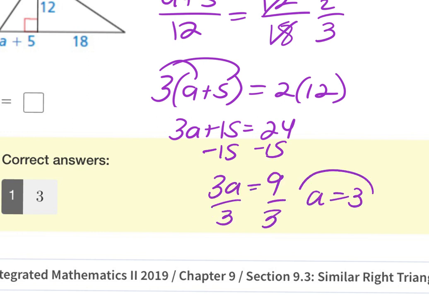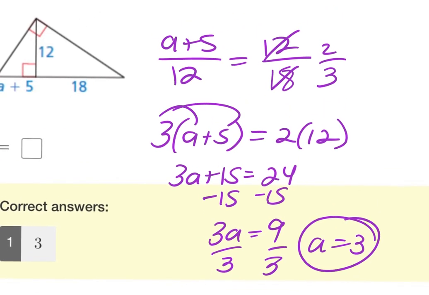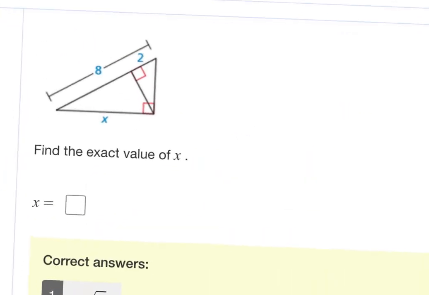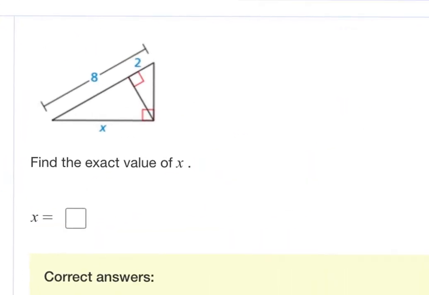A is 3. Why is it so easy? Because I know the answer. This was the correct answer, right? All right, which one would you use for this one? Why do you know to use that one? There's nothing on the altitude, right?